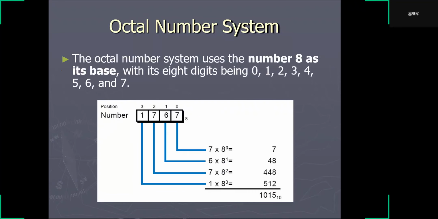Next, introduce the octal number system. The octal number system uses 8 as its base, with its eight digits being 0, 1, 2, 3, 4, 5, 6, and 7. We can represent the octal number system similar to the decimal.